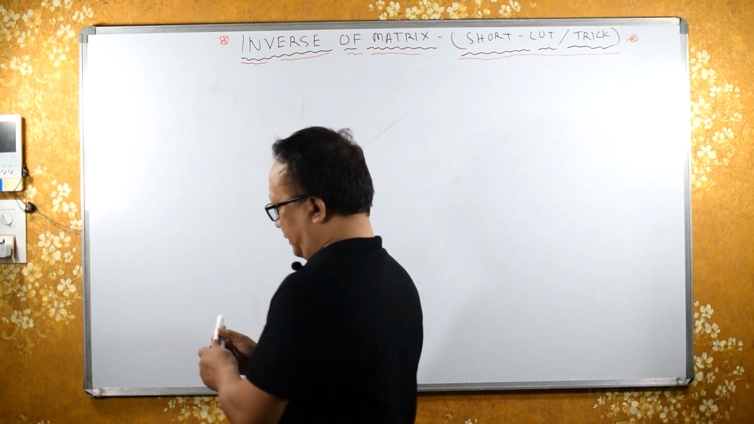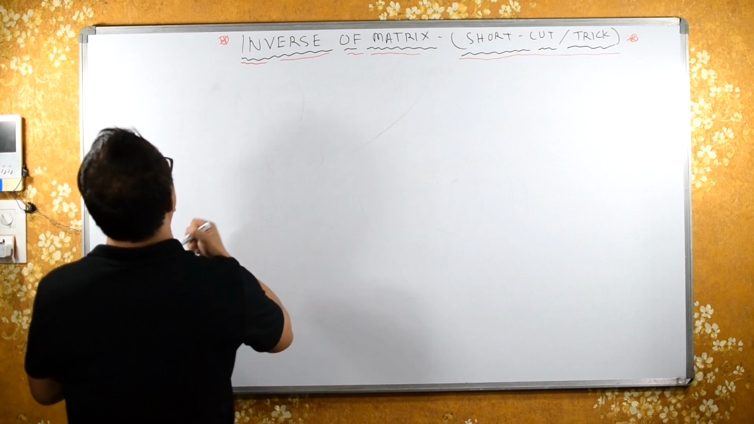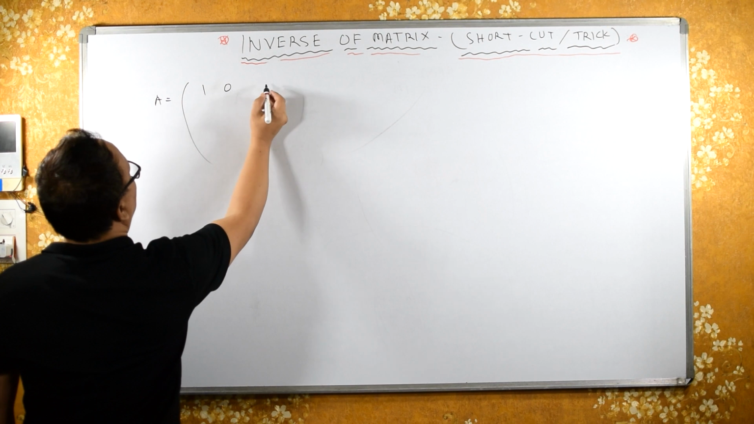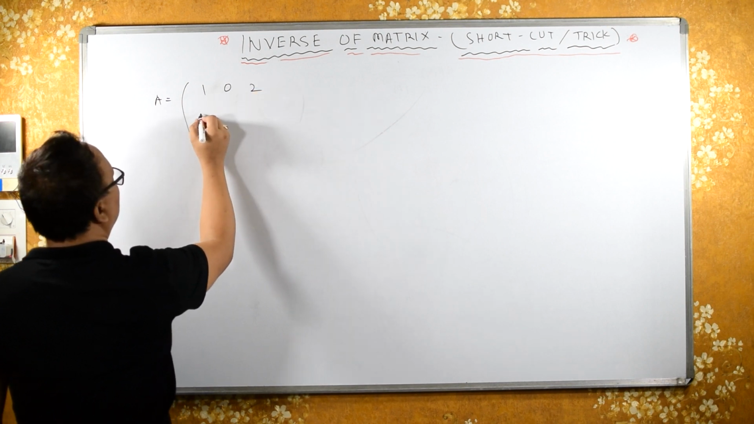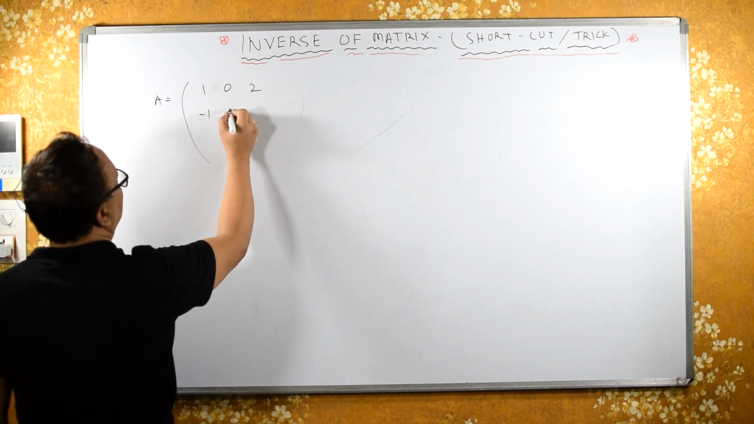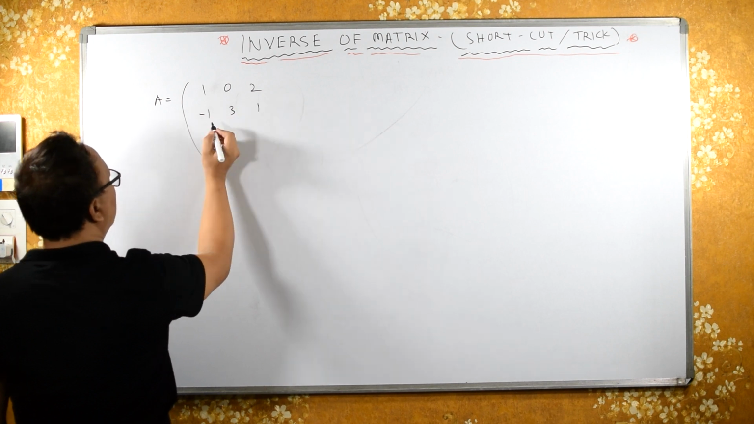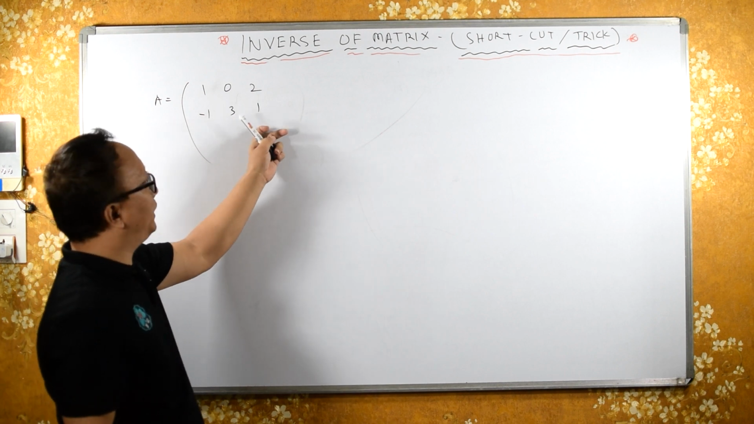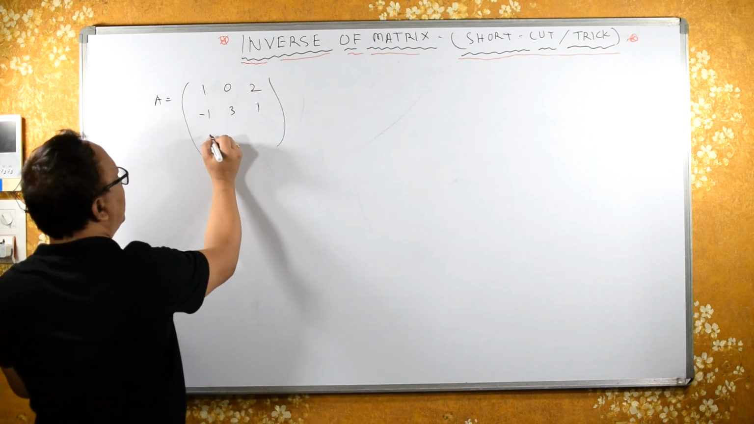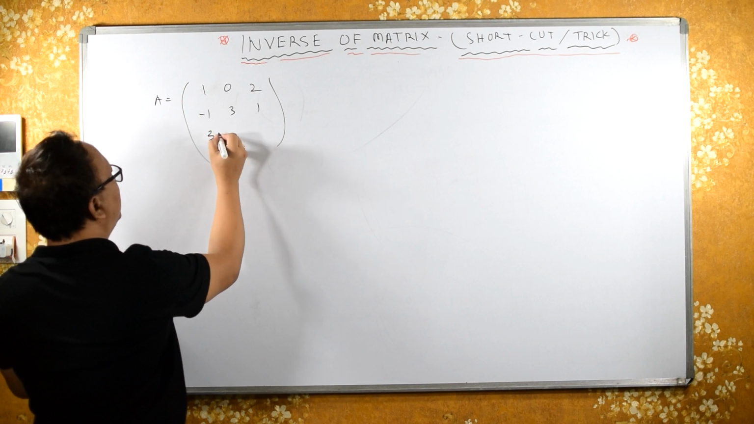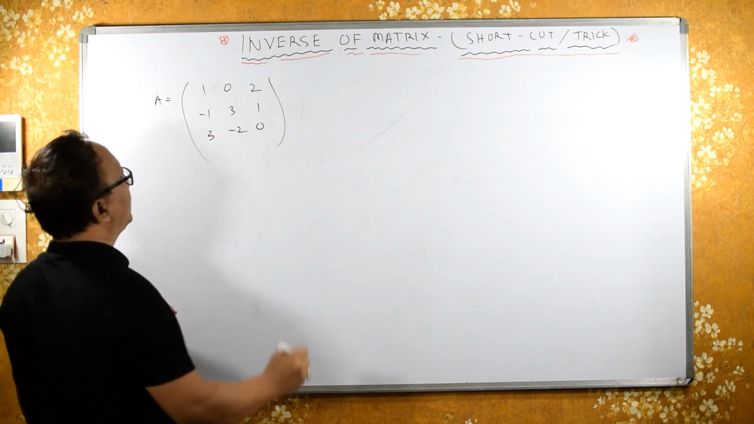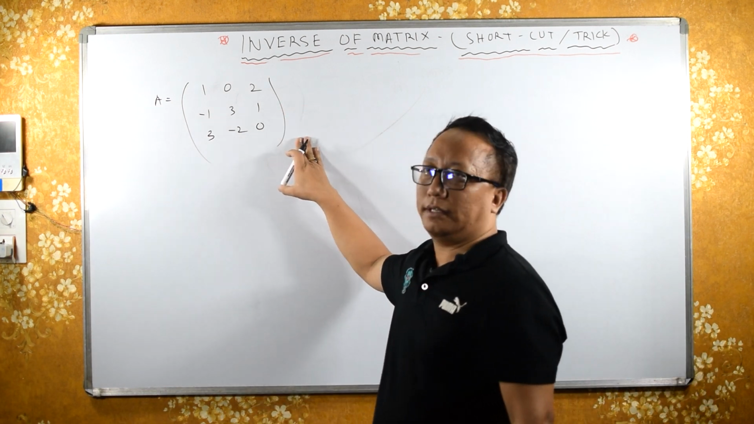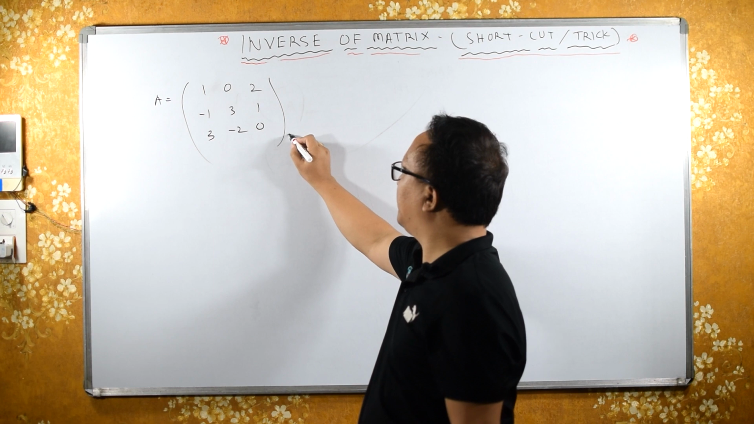For a 3 by 3 matrix, let's take A equals to the determinant 1, 0, 2, minus 1, 3, 1. I'm choosing numbers which we can solve very easily. And then here 3, minus 2, 0. Now let's find the inverse of this 3 by 3 matrix.